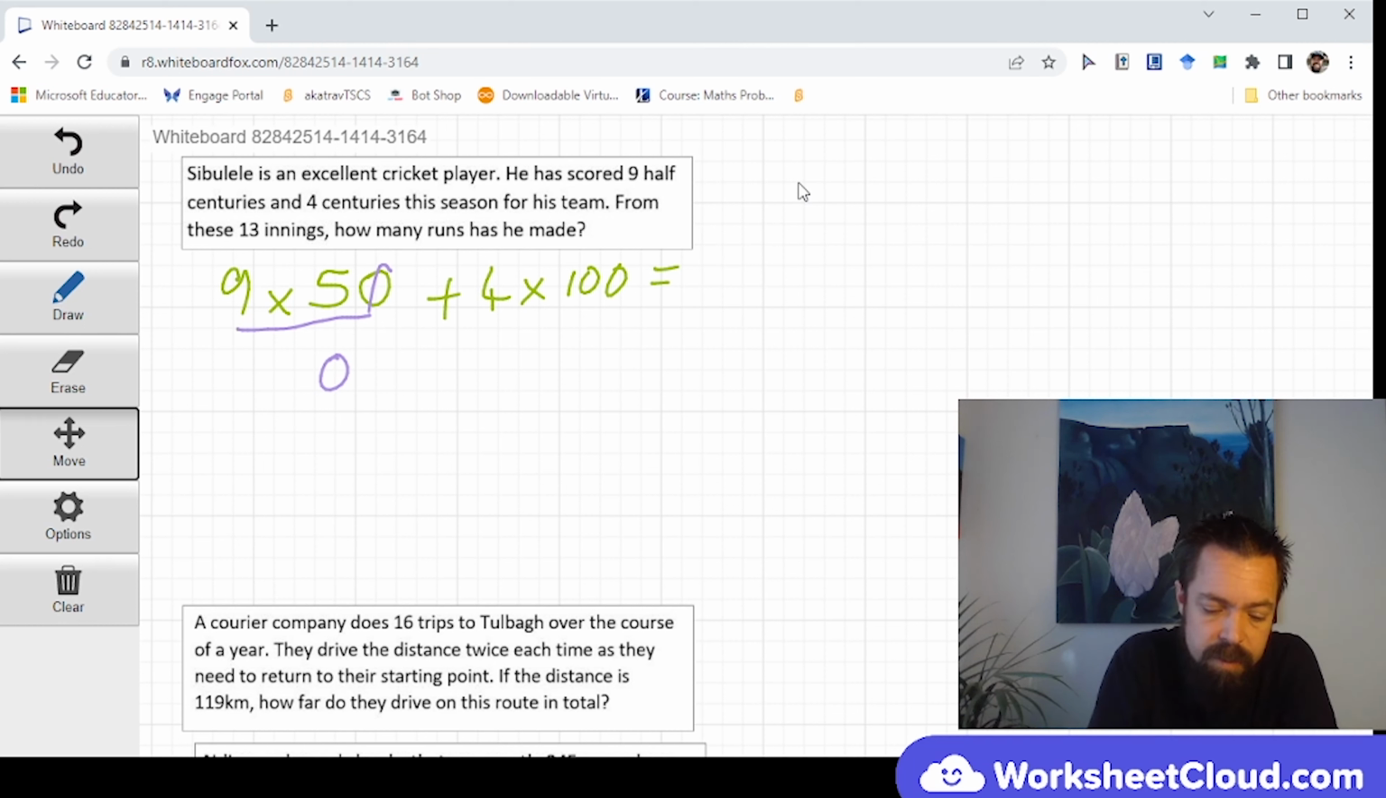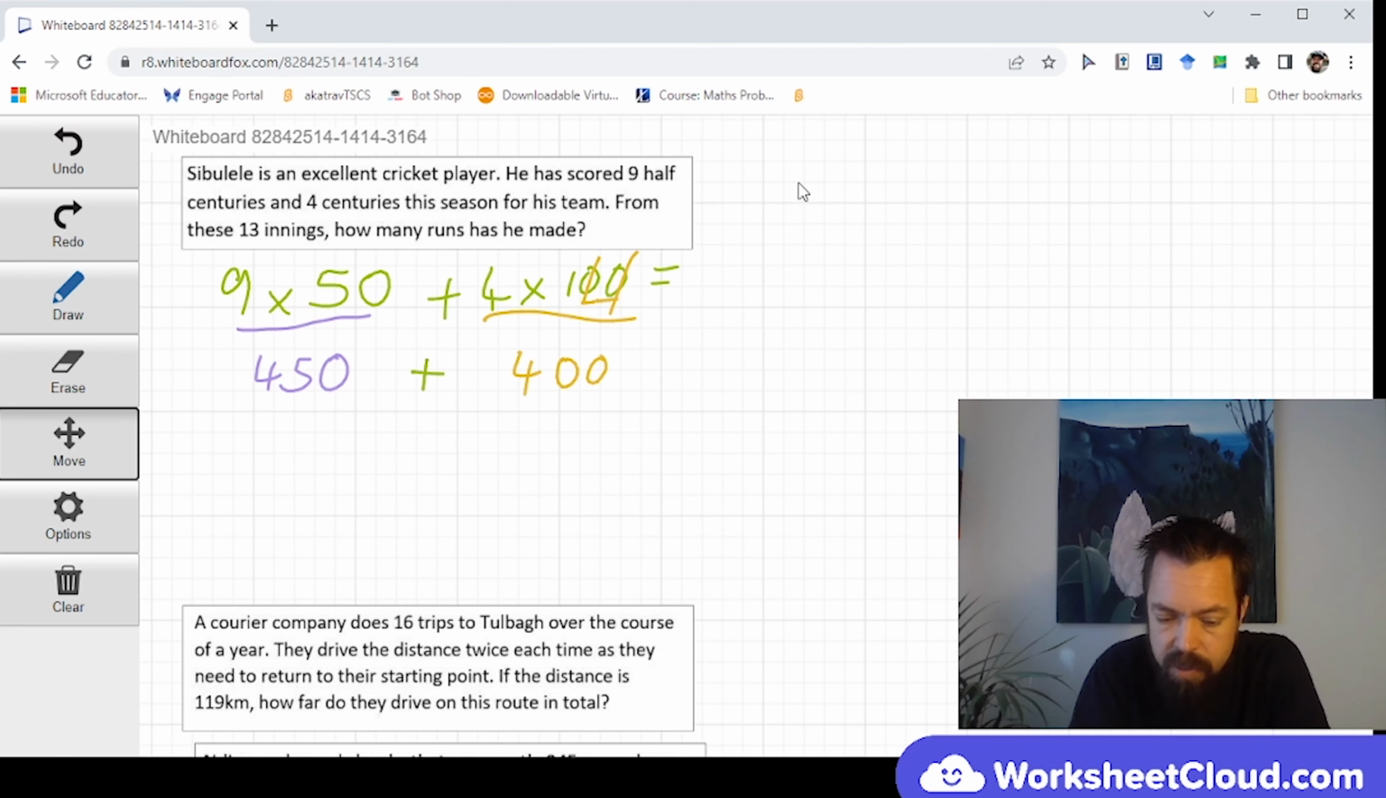So 9 times 5 is 45, which means that 9 times 50 is 450. I'll leave my plus in place. Now I'm going to do this one. Again, I noticed the 2 zeros over there. I'm going to put those down there using my tricks with 0. And now I've got 4 times 1, which is 4. So that's 400. All right, which means I've now just got to add 400 and 450, which gives me 850.